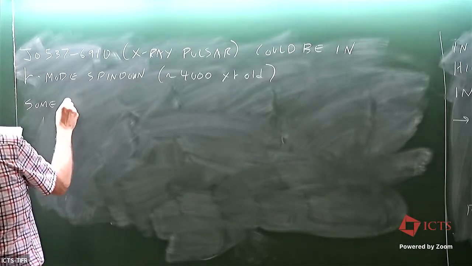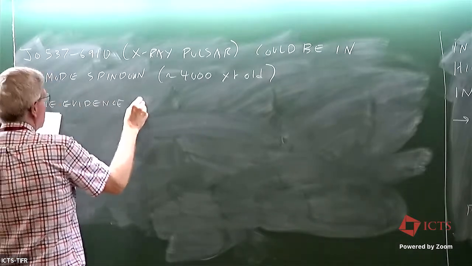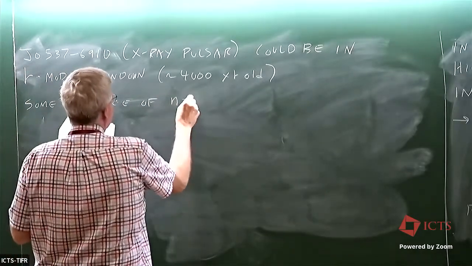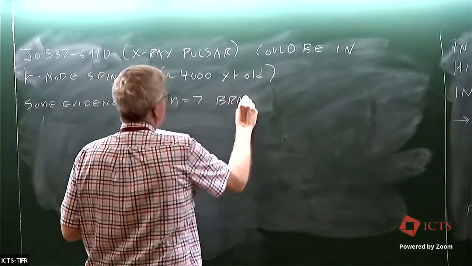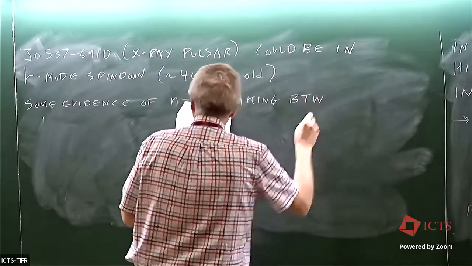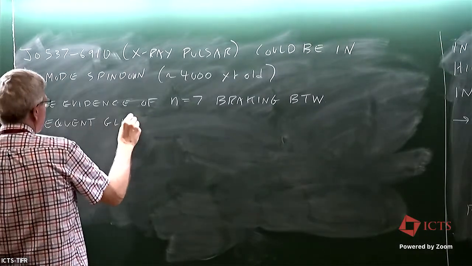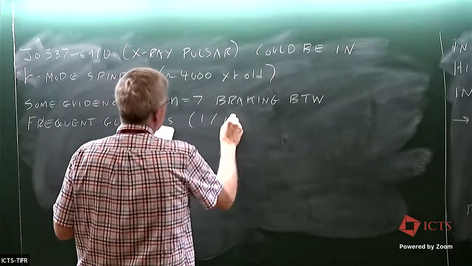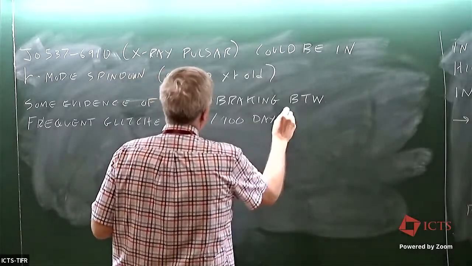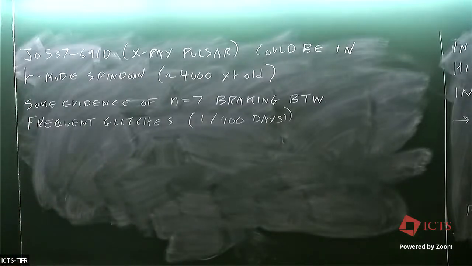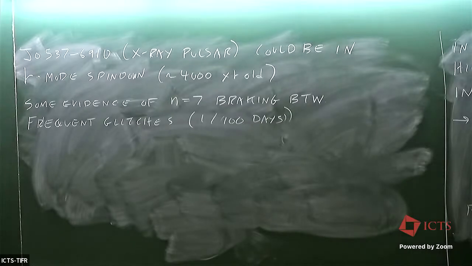And there is some evidence of n equals 7 braking between the very frequent glitches experienced by this star. The star glitches roughly once every 100 days. So let me show you some empirical evidence from this star that supports this idea that maybe there's some n equals 7 braking. It's not that clean of a pattern. You have to be, again, optimistic to take it too seriously.